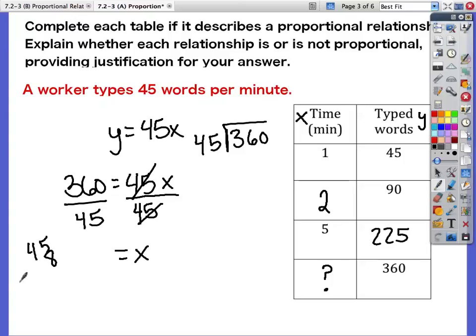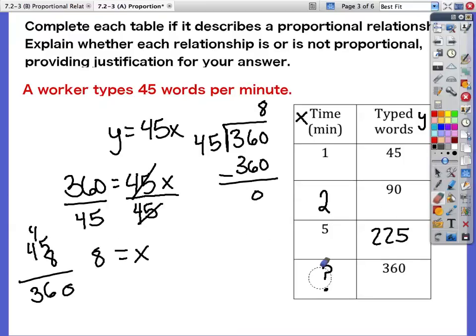8 times 45. Let's do the math here real quick. 8 times 45 is 360. Okay, good. My guess was right on. So 360, nothing left over. Okay, so x must equal 8. Therefore, I know that this missing input value is 8.